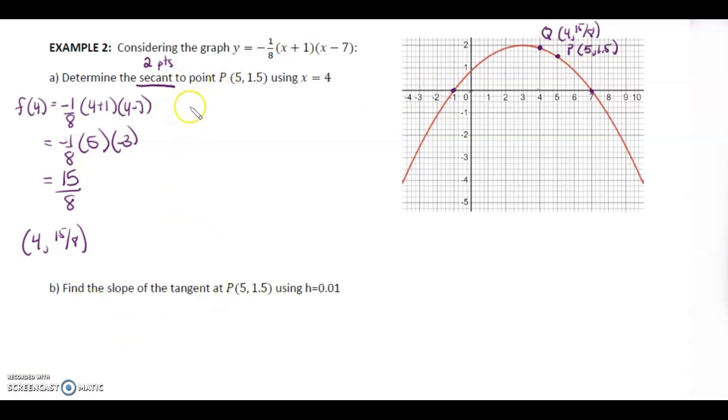Okay, so let's find the secant, like the slope of the secant. I should put that in. So let's go average rate of change. That's fine. So what we're going to be doing is finding the function at 5 minus the function at 4 over 5 minus 4. So we're going to go 1.5 minus 15 over 8 over, let's just go 5 minus 4 is just 1. So that's super convenient. And what we'll end up getting is 3 over 8.